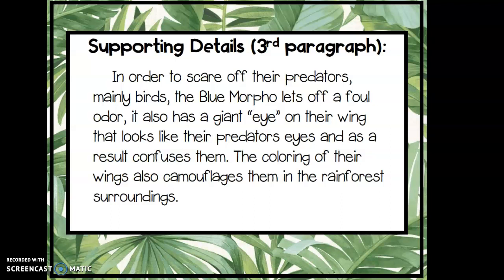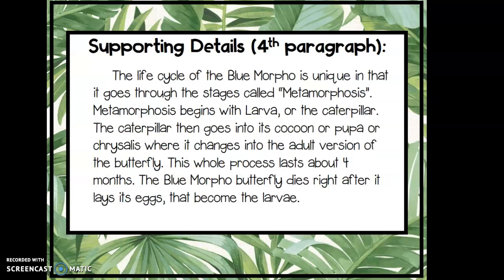Paragraph 3, remember I was going to talk about the adaptations. So here we are. In order to scare off their predators, mainly birds, the Blue Morpho lets off a foul odor. It also has a giant eye on their wing that looks like their predator's eyes, and as a result, confuses them. The coloring of their wings also camouflages them in the rainforest surroundings. Okay. Paragraph 4, remember, is going to talk about the life cycle.